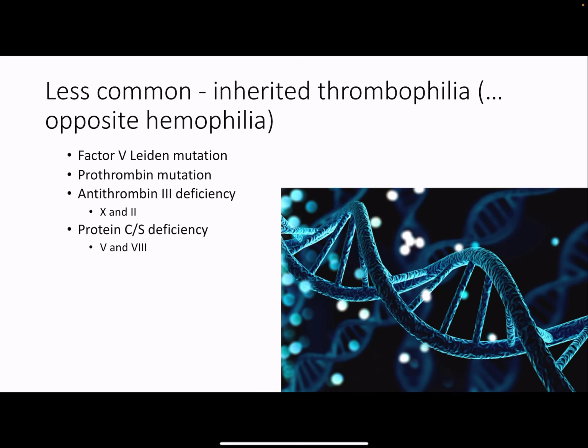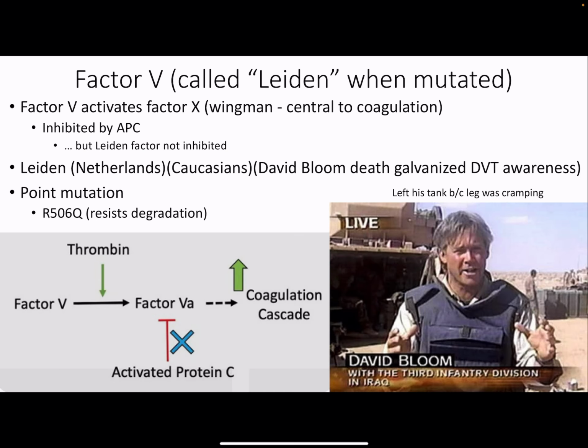So now the inherited disorders. We're looking at these four. Factor 5, remember, is the wingman, the cofactor for factor 10 to activate prothrombin, which is factor 2, into thrombin. But it's called Leiden when it's mutated.